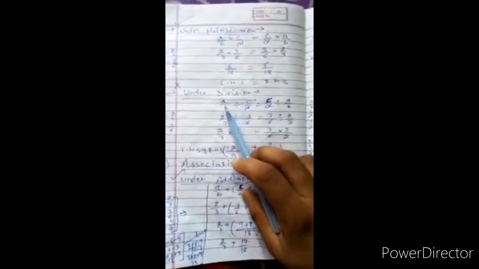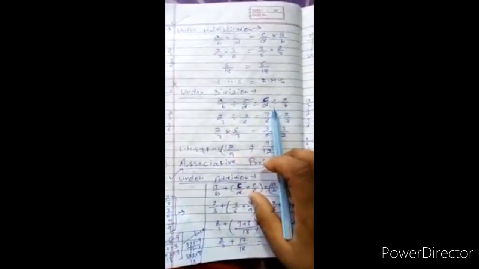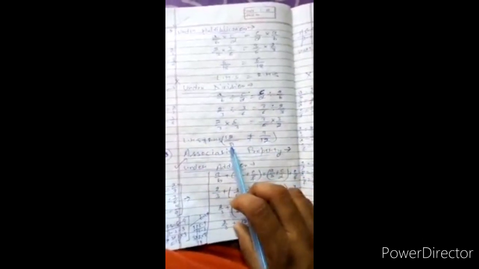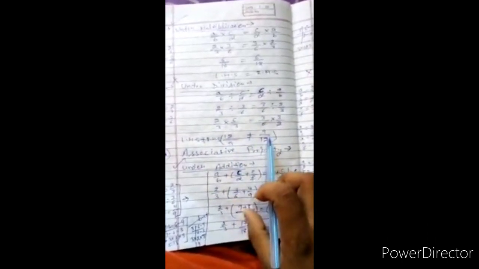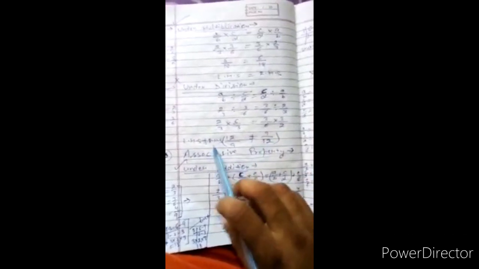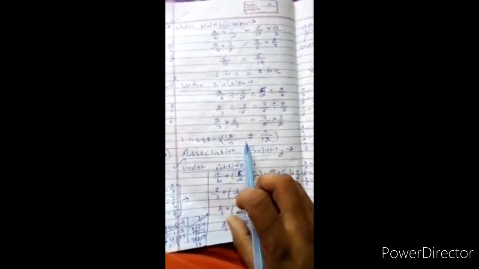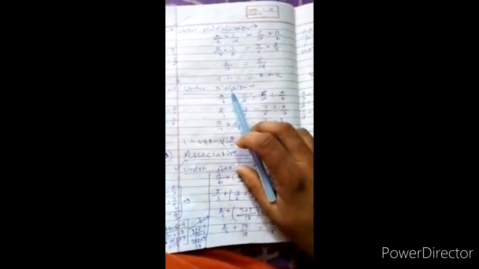Under division, the divide sign will be applied here. If you put the same values in this, then we will get on the left hand side 12 upon 9 and on the right hand side 9 upon 12. So we can say that here left hand side is not equal to right hand side, and hence commutative property does not satisfy under division.